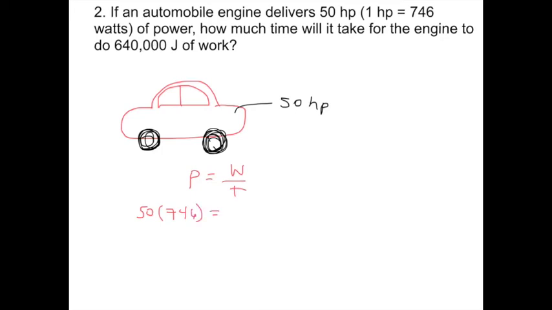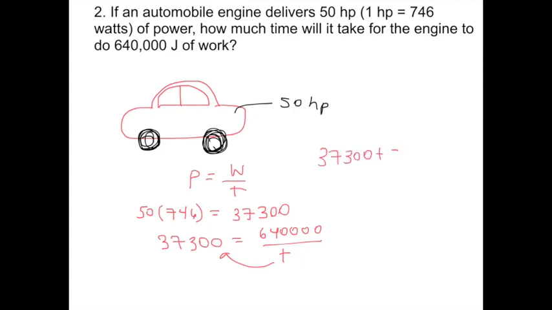And that is 37,300. So that's the power, 37,300 watts. That all equals work over time. So 640,000 joules of work over time. Multiply the time over. We get that 37,300t equals 640,000. Divide both sides by 37,300. We get that the total time is 17.2 seconds.